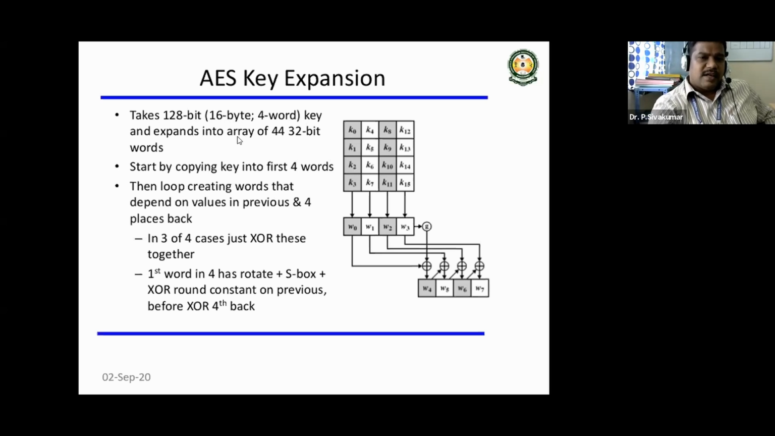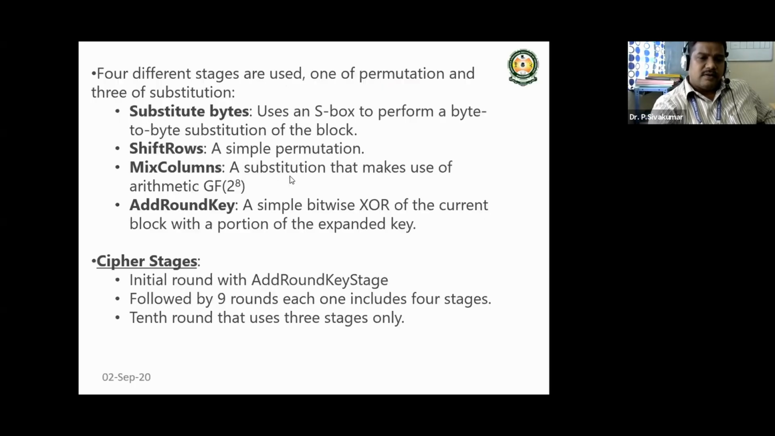In this AES key expansion, from the 16 bytes, we take each 4 bytes as a word, so 4 words, and expand them into 44 words. Okay. So this is used in the encryption of the AES algorithm. Next, we come to the part of round operation.